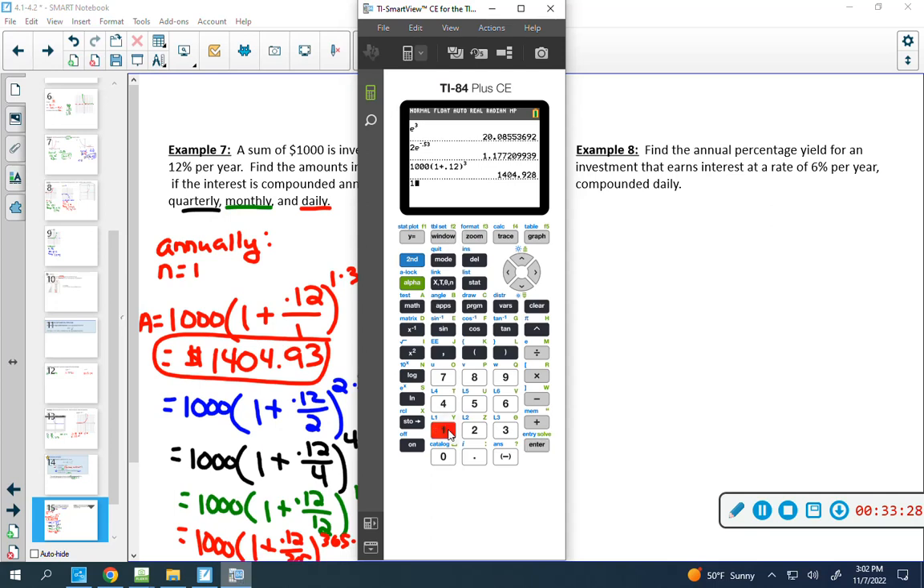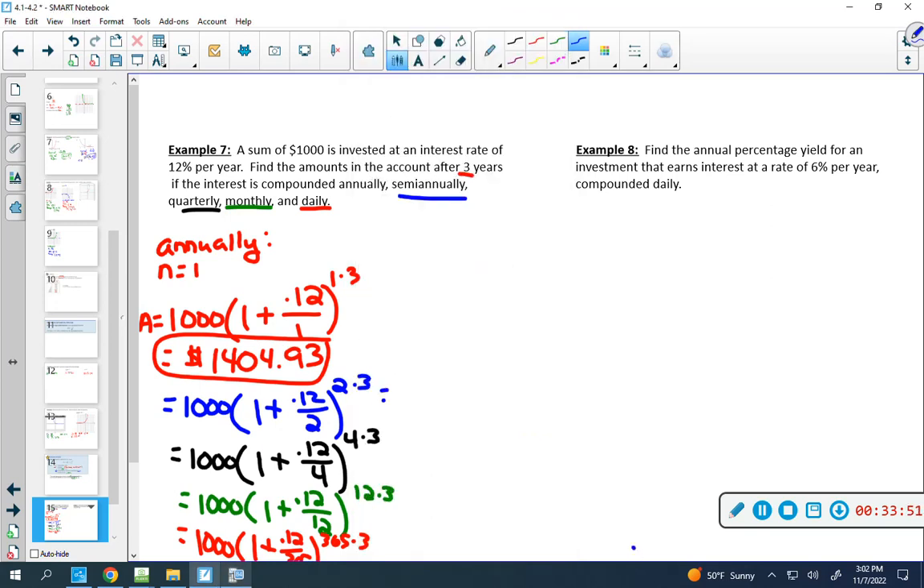So I'm just literally typing it as it appears, 1,000, parentheses, 1 plus 0.12. Now, it is over 2. Clearly, I'm putting the over 2 in. And I can do a little mental math there. I had 2 times 3. Okay, so $1,418.52. Let's go with $1,418.52. I already forgot. Was it 52? Yeah, 52. Got it.